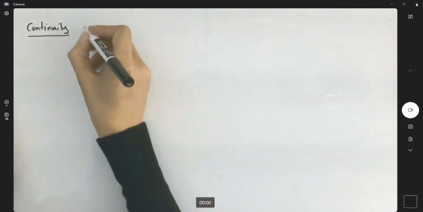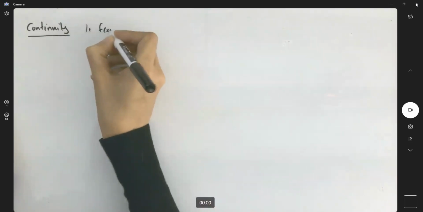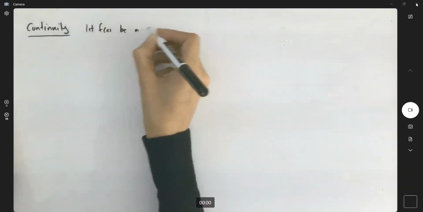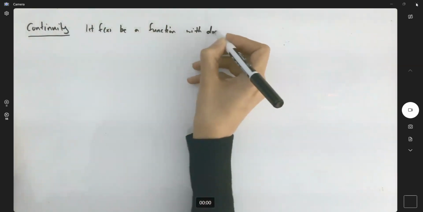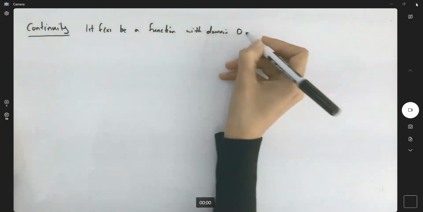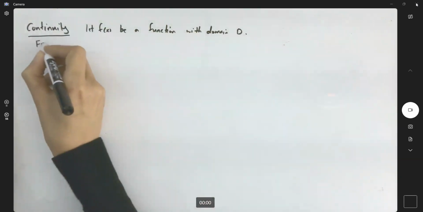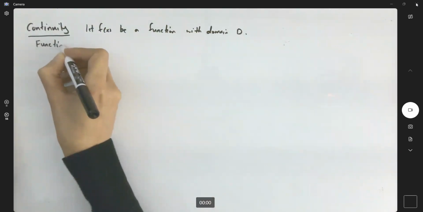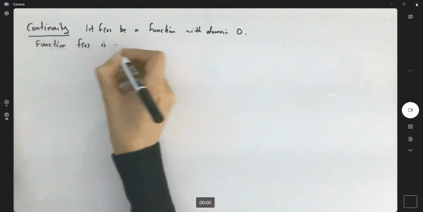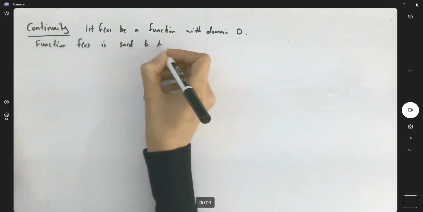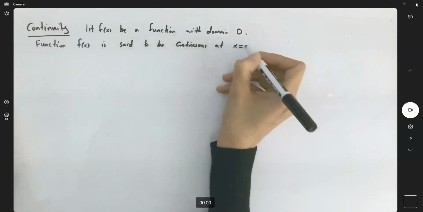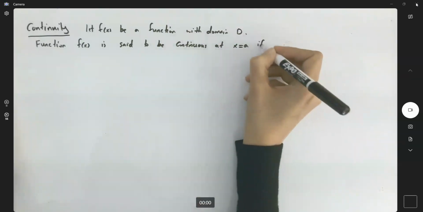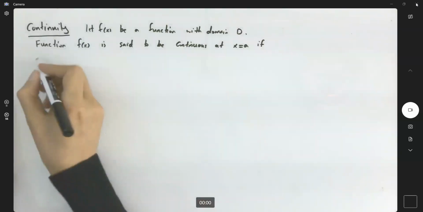Today we're going to discuss continuity. Suppose you have a function, let f of x be a function with domain D. Function f of x is said to be continuous at x equals a if the following conditions are met. So you need to check three conditions.